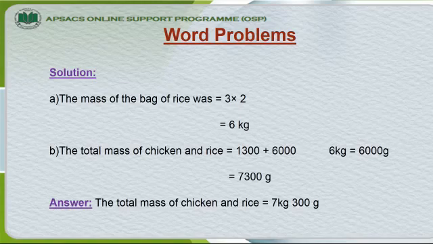So the answer is the total mass of the chicken and rice. As you remember, we have to write the answer in kilograms and grams. In this question, our answer is 7300 grams. So how do we write it in kilograms and grams? We know that 7 is kg and 300 is grams. So the mass of the chicken and rice is 7 kg 300 grams.